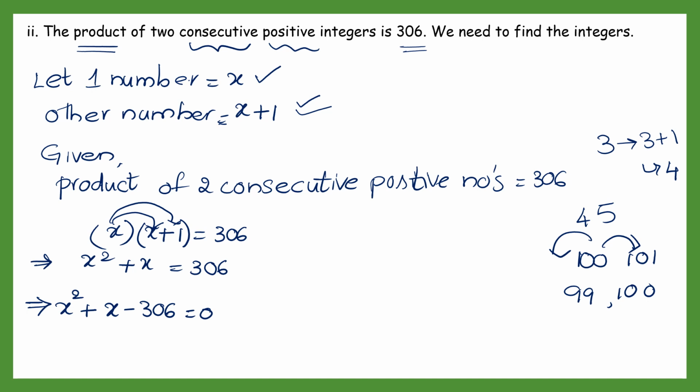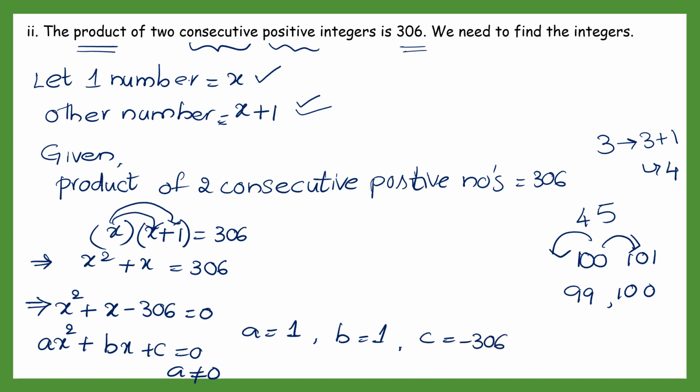Now, if you want to compare this with the general form of a quadratic equation, ax square plus bx plus c is equal to 0, a is not equal to 0. So, here you got a is equal to 1, b is equal to 1, c is equal to minus 306. Now, you have represented this situation in the form of a quadratic equation.